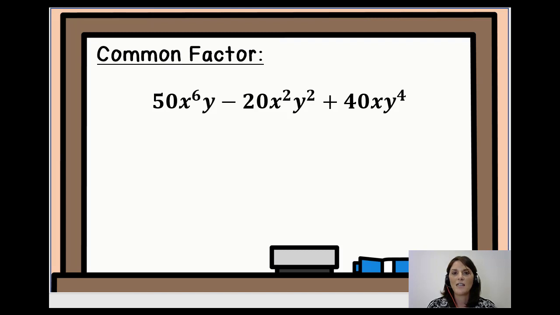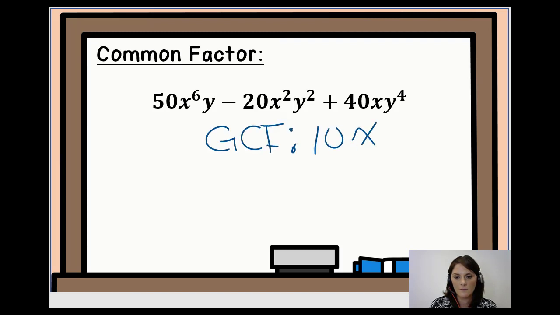Common factor 50x to the exponent 6y minus 20x squared y squared plus 40xy to the exponent 4. Okay, go ahead and see if you can figure out your GCF. Okay, did you figure out your GCF was 10xy? So I can divide each term by 10xy, and the result is going to go inside my bracket. So let's go ahead and common factor.